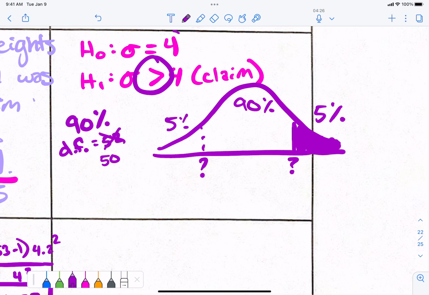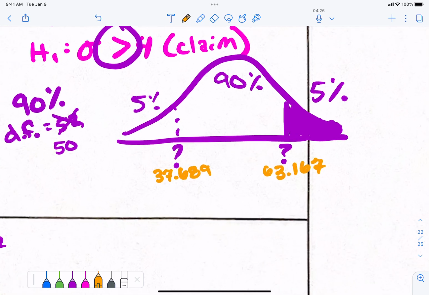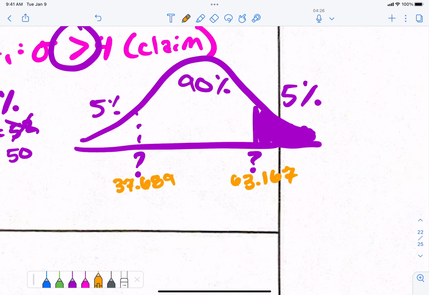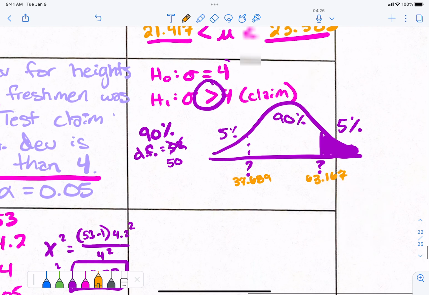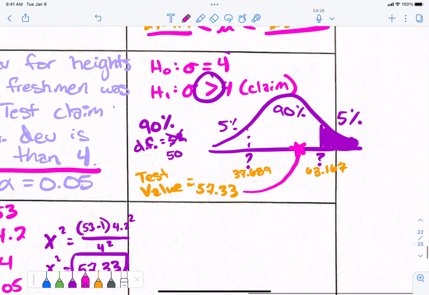You're on a chi-squared chart. What do you got? 37.689. 63.167. Perfect. Did somebody verify that? Yes, okay. Perfect. Great. Now all we have to compare is our test value. The test value that we got was 57.33. And it lives a little bit to the right of that middle point.